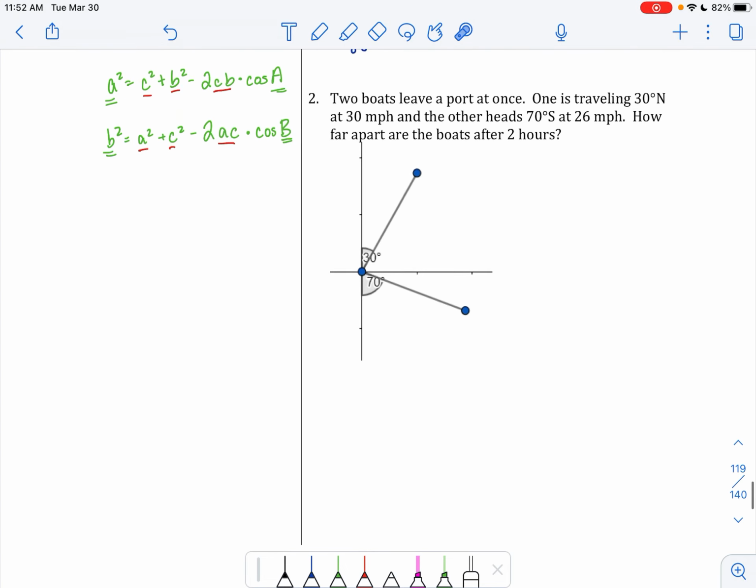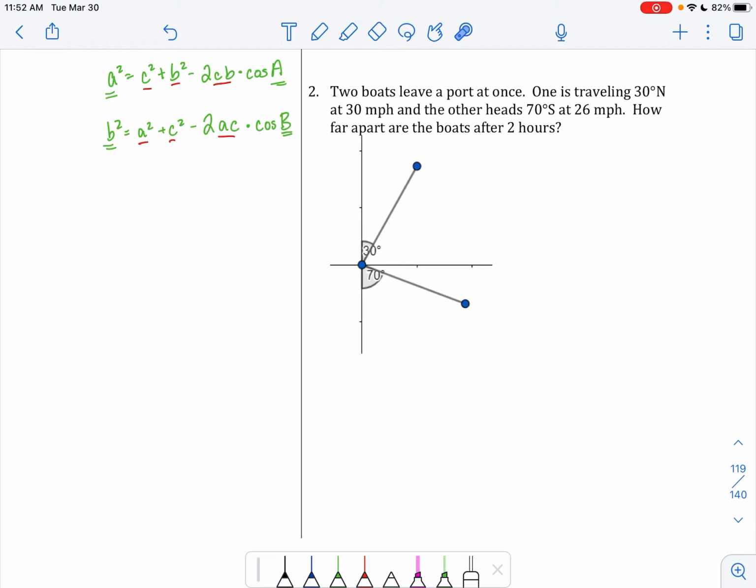Here, two boats leave a port at once. One is traveling 30 degrees north at 30 miles per hour. So 30 degrees north is, here's north, 30 degrees. And the other is heading 70 degrees south, so here's south, 70 degrees up from that, at 26 miles per hour. How far apart are the boats after 2 hours?